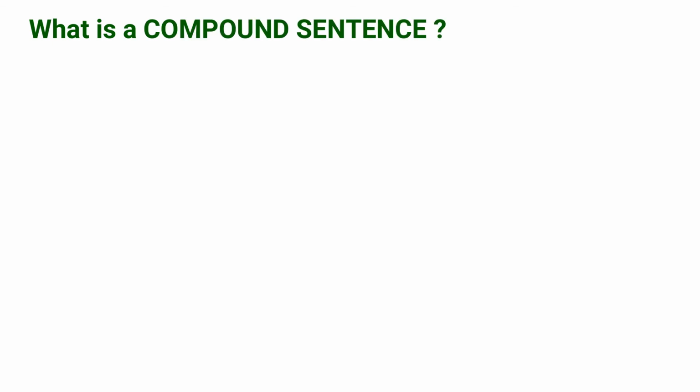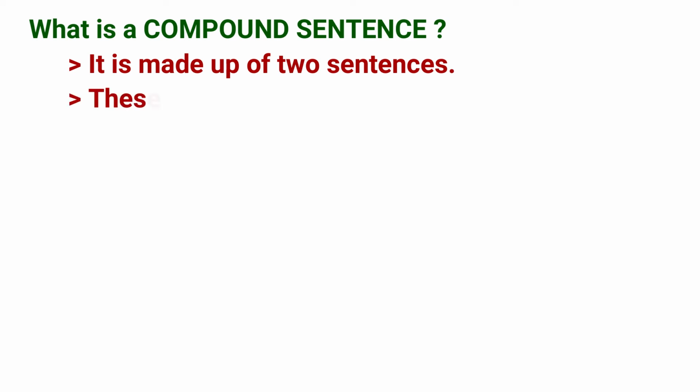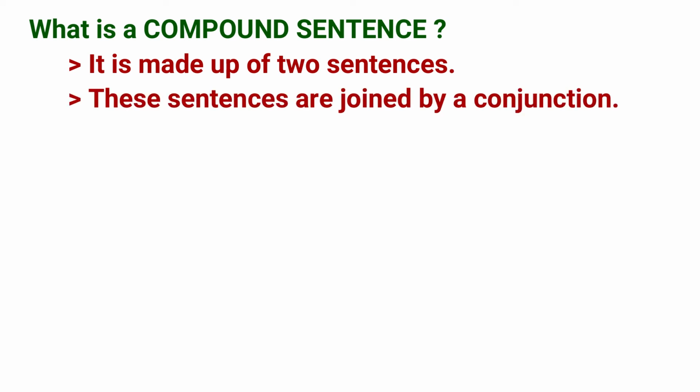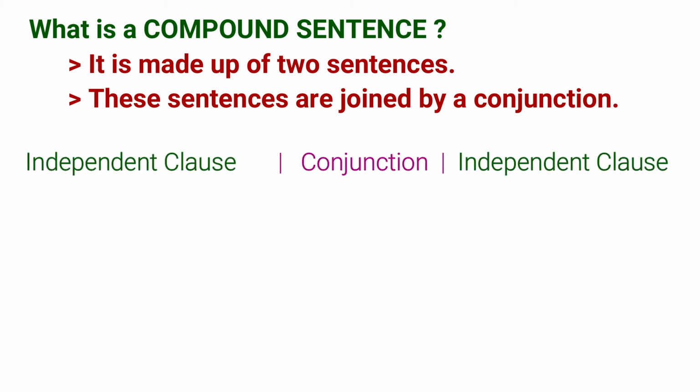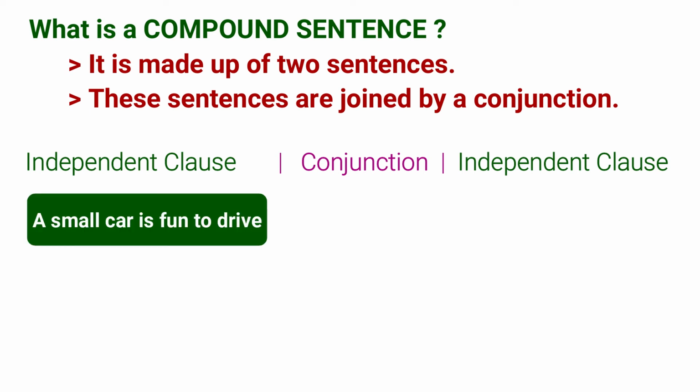The second type is a compound sentence. Compound means two. So a compound sentence is a sentence that is made up of two sentences or two independent clauses. These sentences are connected or joined by a conjunction. Have a look at these examples.